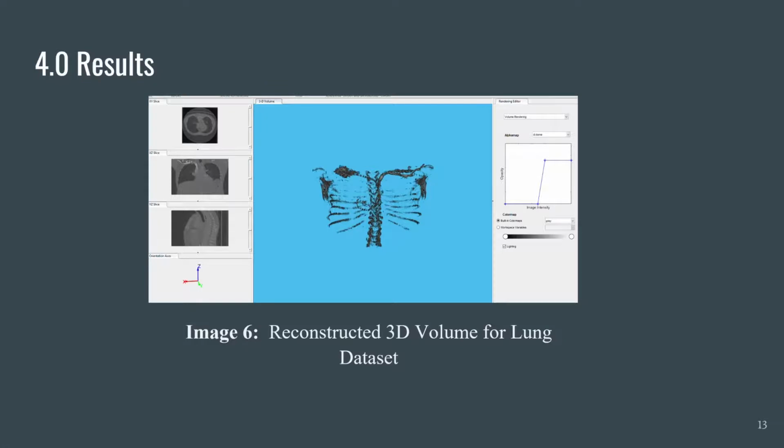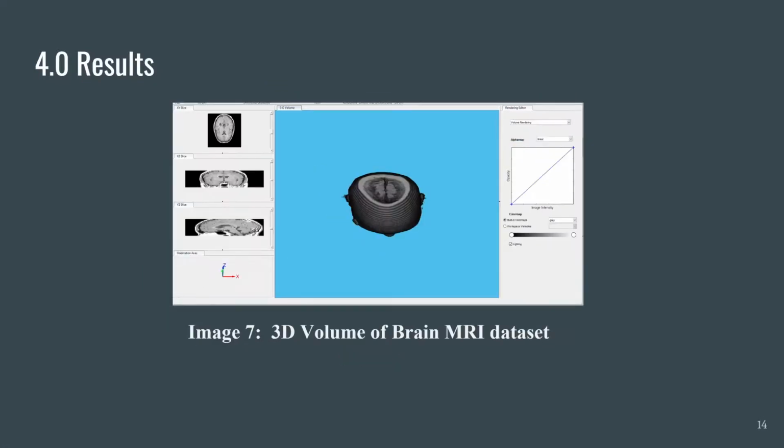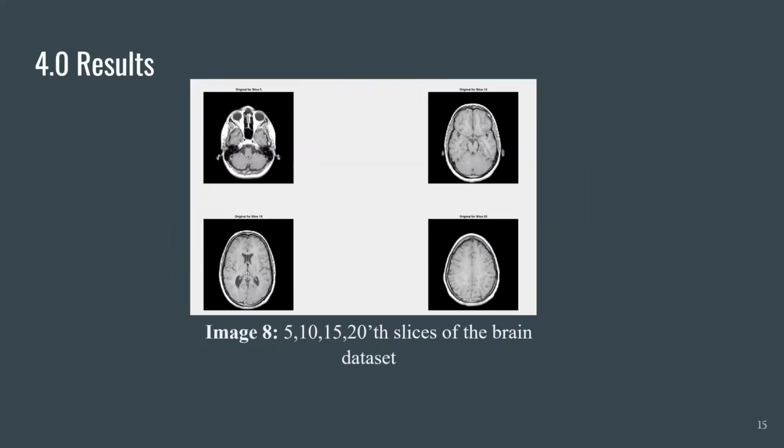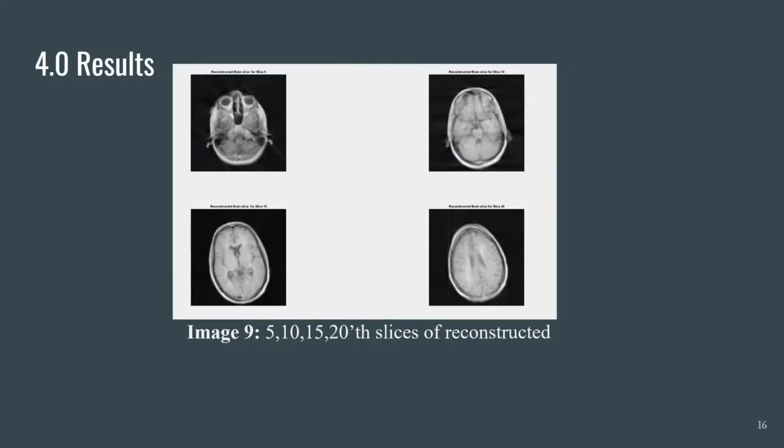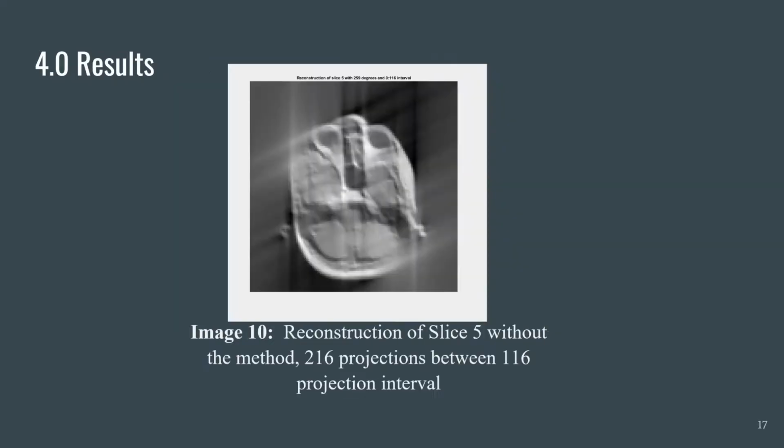Now this is the 3D reconstructed volume of the lung dataset. I have done the same thing for a brain MRI dataset because I wanted to show both CT and MRI. This is the original slices, and these are the reconstructed slices.